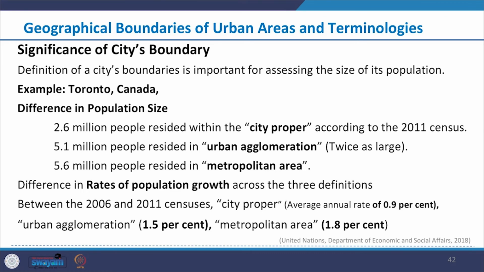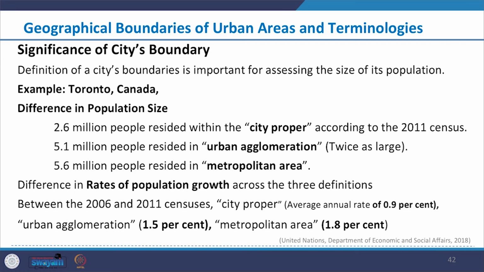So it gives a considerable idea about how the city is growing in the outskirts. Further, we see the metropolitan area is even larger, 5.6 million. So by studying all the areas, we really get a complete, comprehensive sense of the urban area we are looking at. Further, we see not just the difference in the population size, but also the rate of population growth across these three different areas.